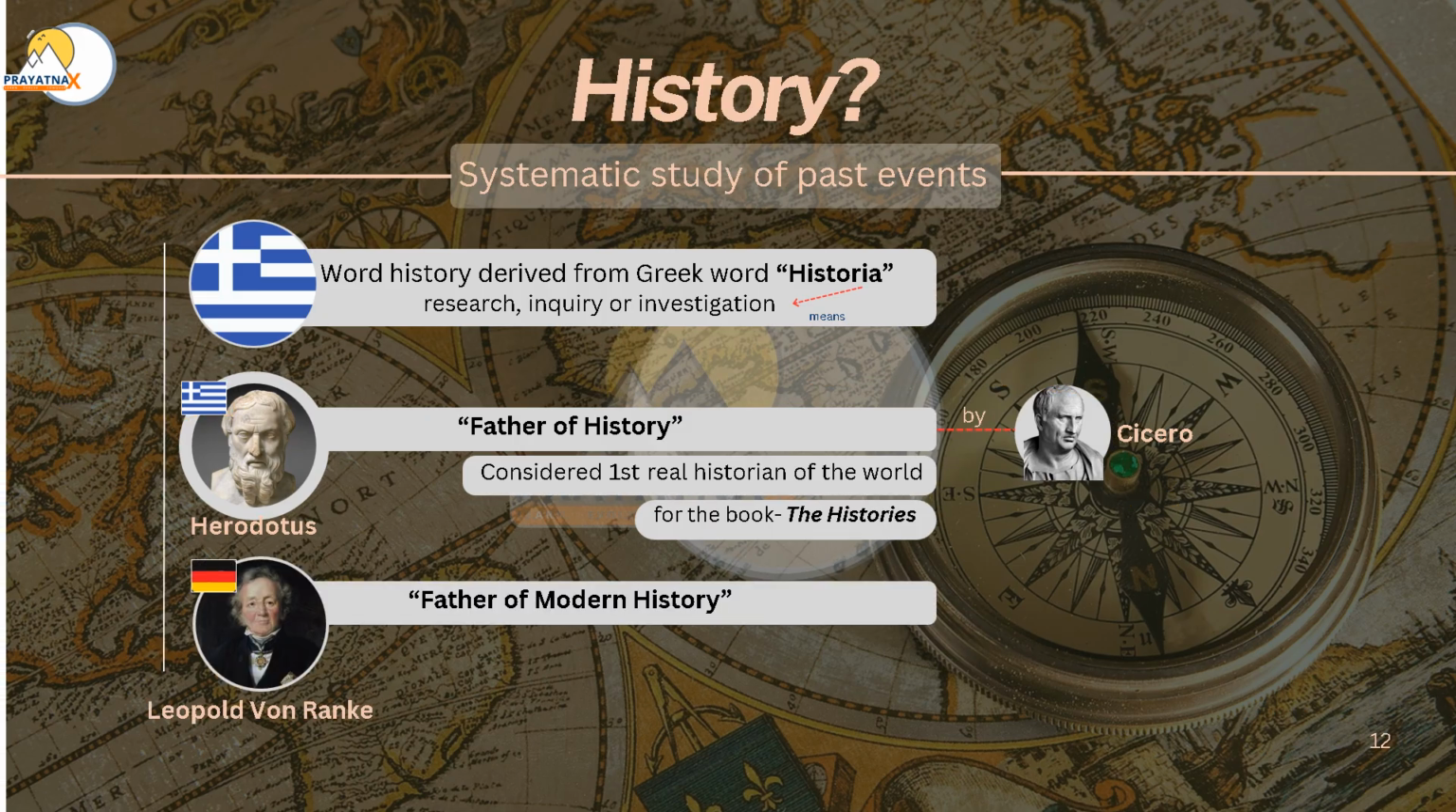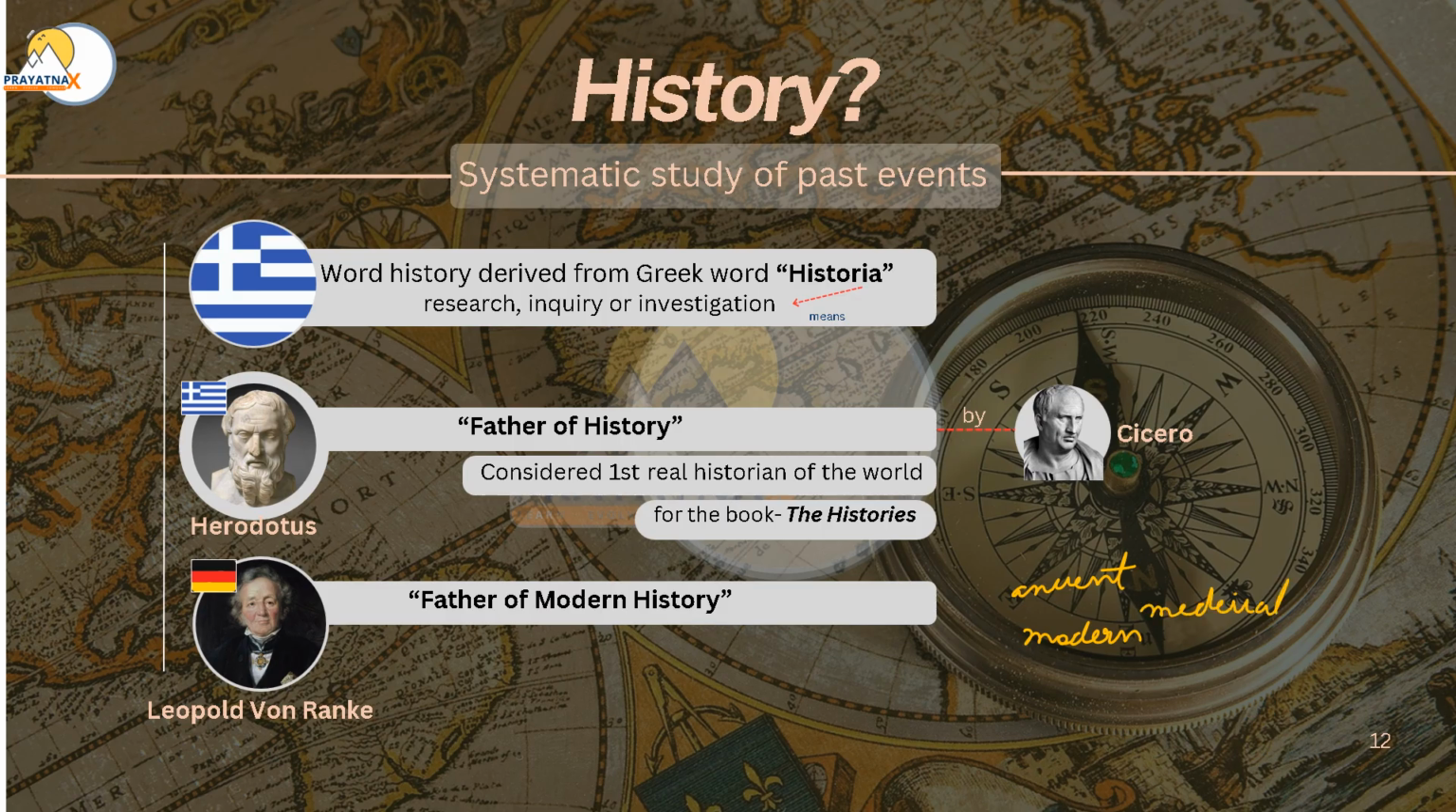Now, if you look at modern history, then Leopold von Ranke is considered the father of modern history. According to him, a historian is supposed to describe the past as it actually is. Now, if we look at the basic classification which we read as ancient history, modern, and medieval.